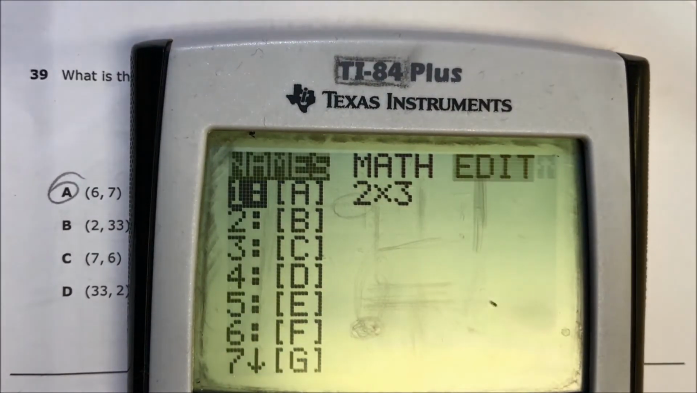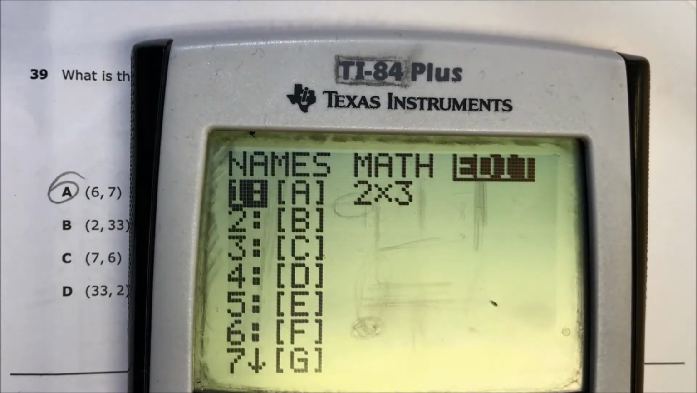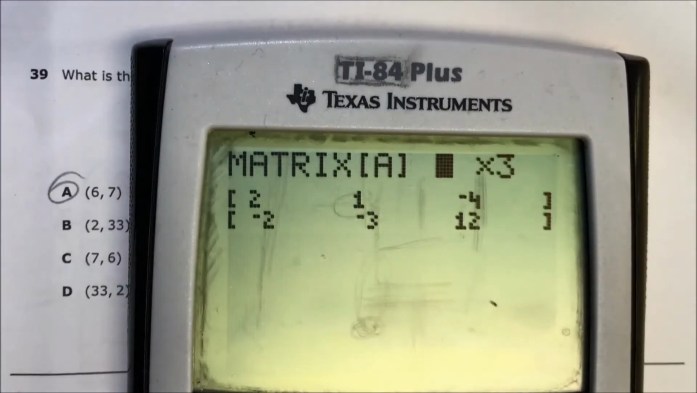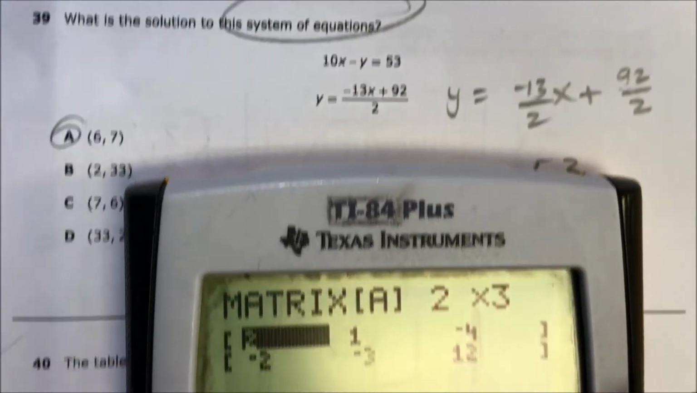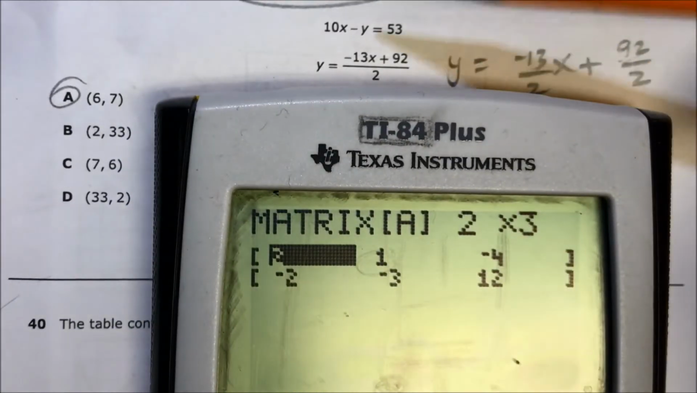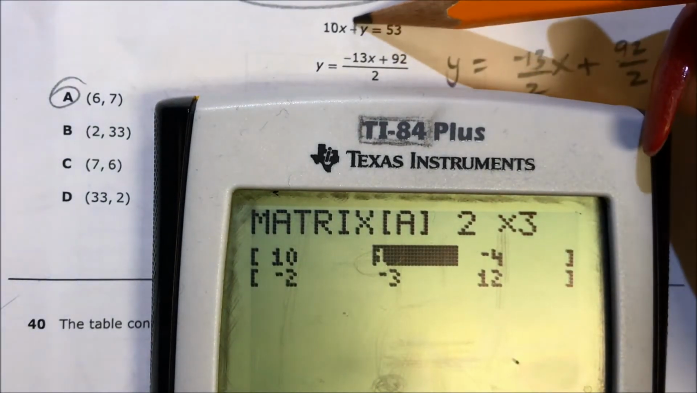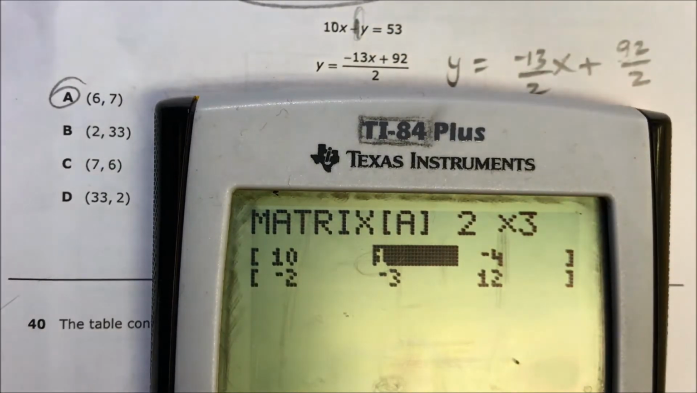Hit second matrix. Go over to edit. Press enter. Make sure it says 2 by 3. And your calculators will not say 2 by 3 on the test day because we have to reset them. So after you do that, we're going to put in the coefficients. So 10 goes first, and then after that we have -1 because there is a -1. I'm sorry, 10, okay. -1 is what I have right there. So type in -1 and then hit the enter button.